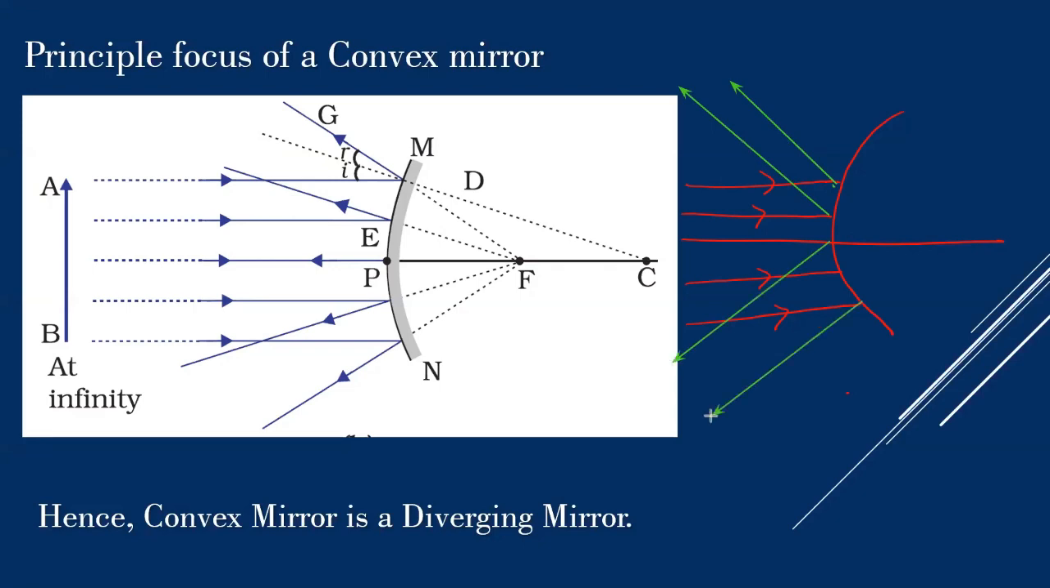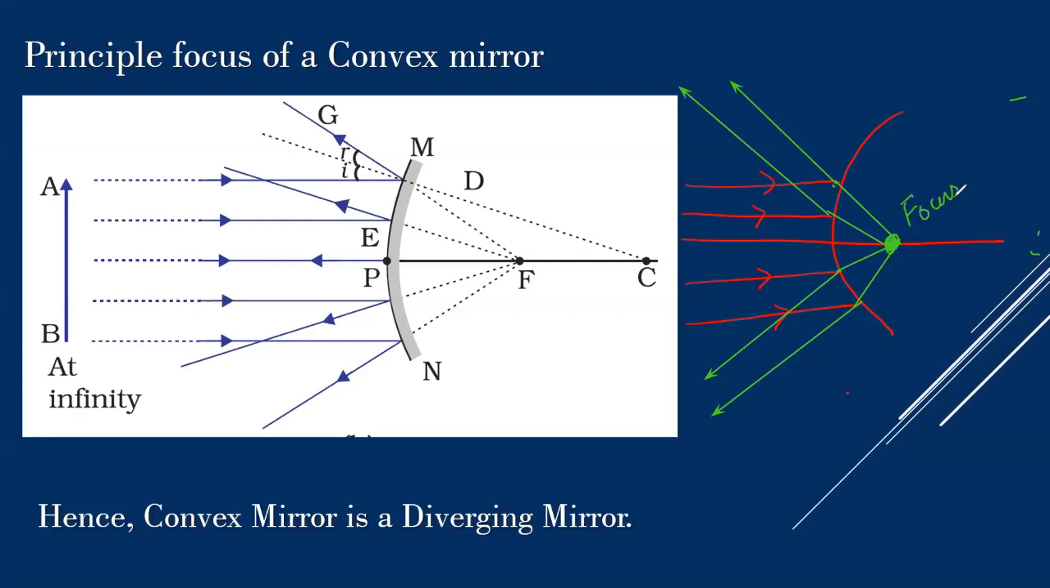Okay. So after diverging, how do I define the principal focus then? Because the rays are not meeting. So what we do, we take these rays behind the mirror. Now this is the point where they are meeting. So this point becomes the principal focus.